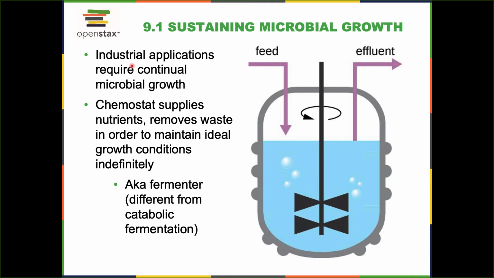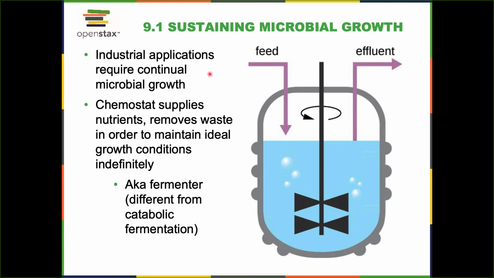If you want to have these microbes growing continuously, you need to do two things. You need to supply a constant supply of nutrients, so feed goes in, and then you need to be able to get rid of waste, or the effluent. In this chemostat, you have aeration, a big mixer in the middle that provides oxygen. At some slow rate you put fresh nutrients in, and you suck stuff out.